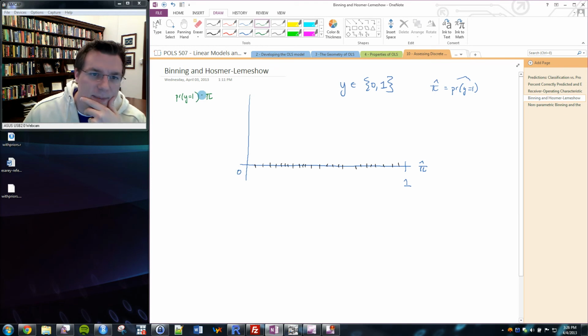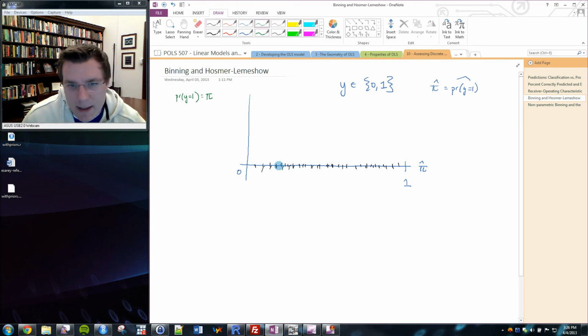For an individual observation, of course, I don't know what that is. If I knew what that was, I wouldn't need to run a model. So for this particular observation, I have no clue what that probability necessarily is. But what I might be able to do is create bins. So I'm going to put a few more observations in here.